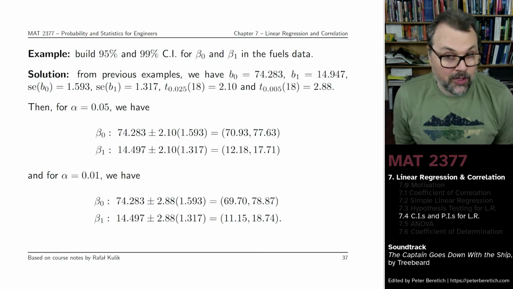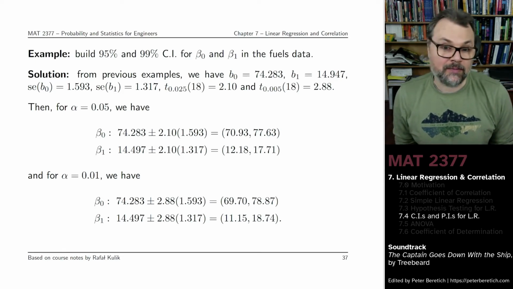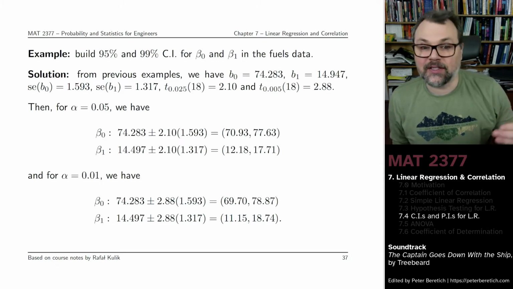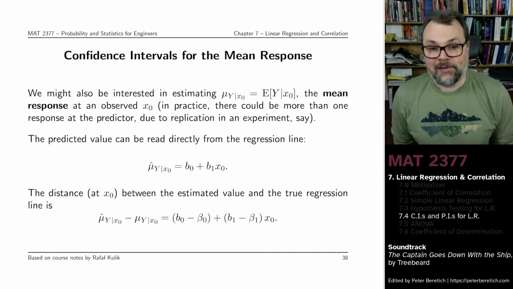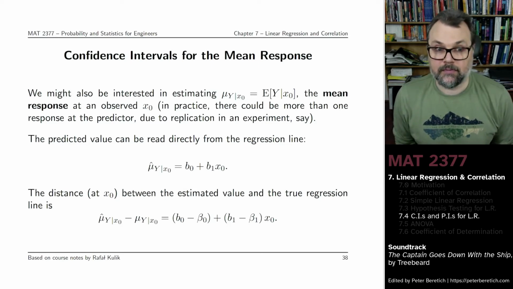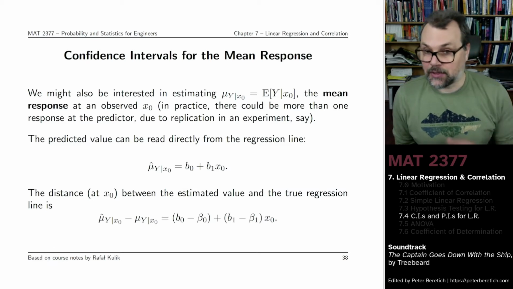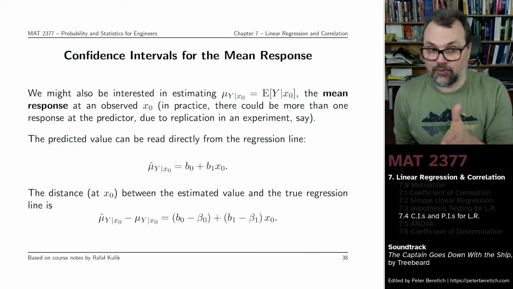It could be that we were unlucky with our choice of observations. Perhaps we got some observations that weren't as representative as they could have been. We don't know. We can also build a confidence interval for the mean response. Perhaps here we're interested in estimating the expectation of the response given a predictor.